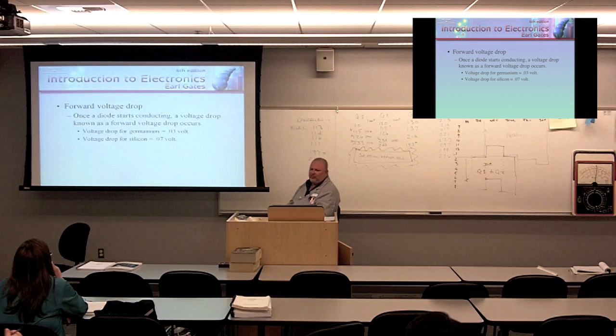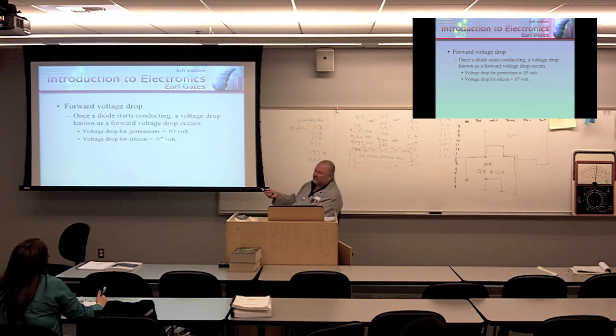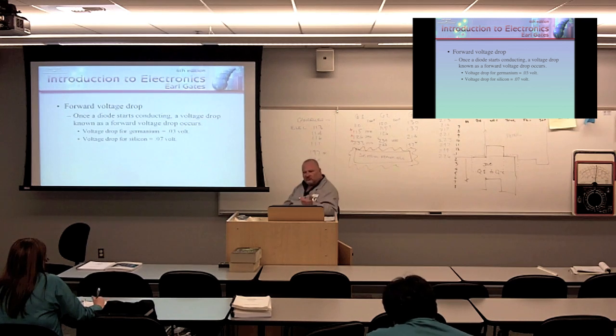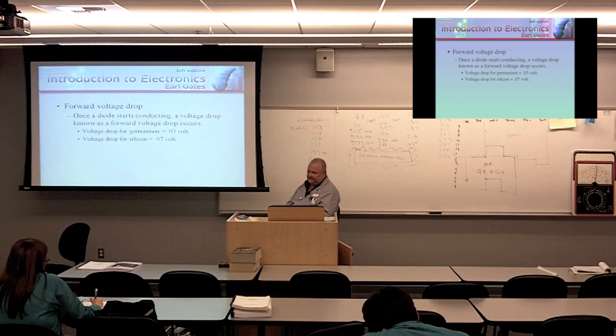The forward voltage drop. Once a diode starts conducting, a voltage drop known as a forward voltage drop occurs. Again, for germanium, it should be 0.3 volts. For silicon, 0.7 volts. That means that voltage drop is kind of the price of doing business with a diode. Follow what I'm saying? You're always going to get that voltage drop across the diode when you forward bias it, because that's what I'm talking about right now.